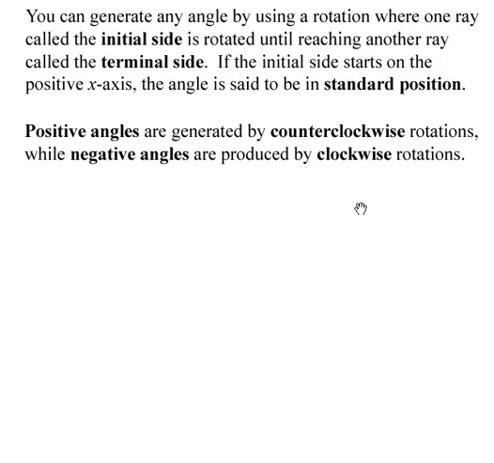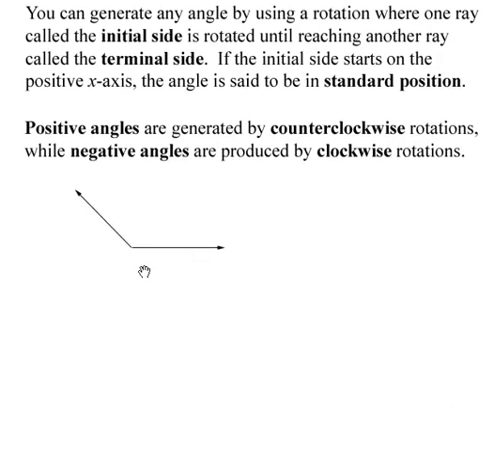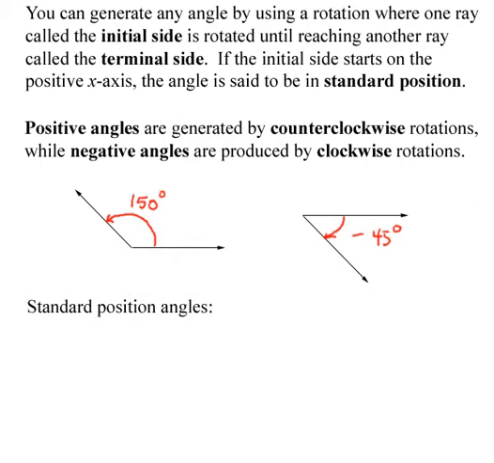in a clockwise direction. So if here is my initial ray, and we rotate it counterclockwise, and that's the terminal side, there was my initial side, this would be an angle of positive 150 degrees approximately. Here's another angle. We're going to start with the initial side. We're going to rotate it clockwise, and this would be a negative angle then because we're rotating it clockwise, and that's approximately negative 45 degrees.